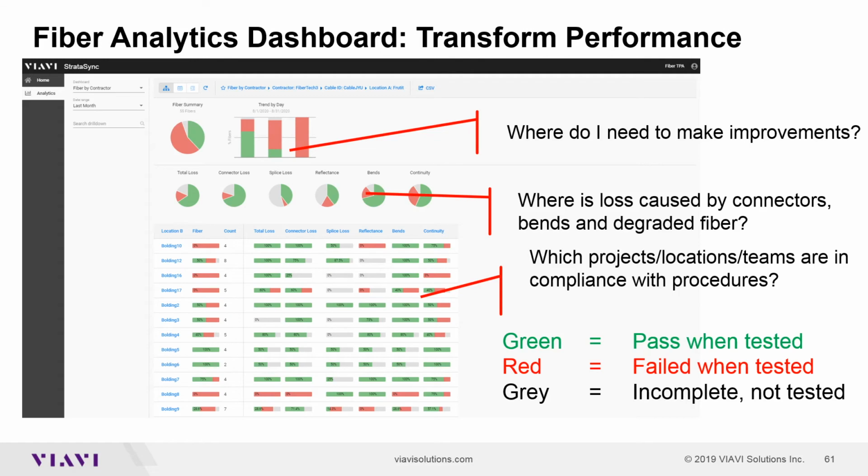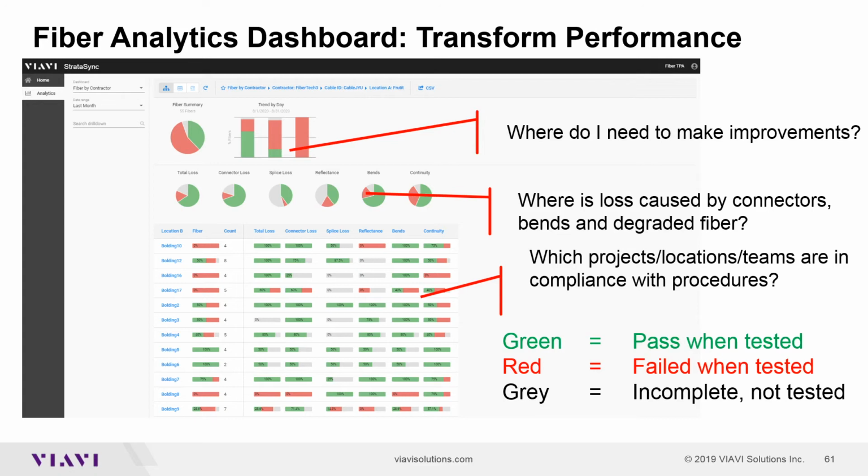Okay, for a little bit of a guide before we dive into the demo, here's the Fiber Analytics dashboard. How do we transform performance? Well, first we're going to find all the problems. We're going to correct them so that our network is built correctly. So over here, we're going to say, where do we need to make improvements? So we'll see our fiber summary, the number of fibers that we've built, the number that have passed versus failed, and perhaps the ones that have not received any testing yet.